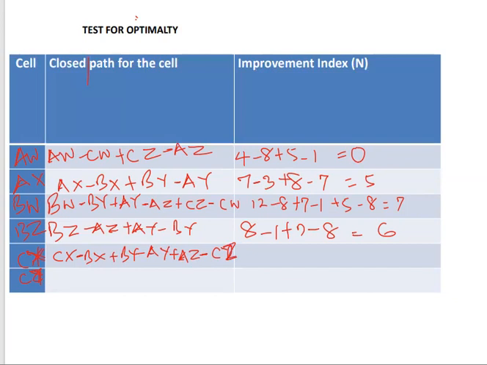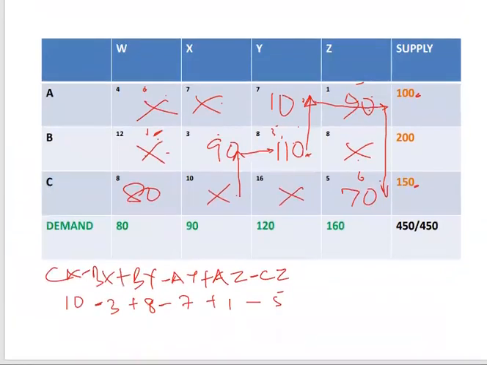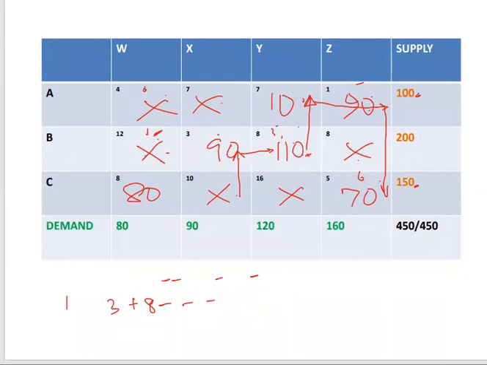What would that give us? 10 minus 3 plus 8 minus 7 plus 1 minus 5. That gives us positive 4. So that means that part will also not reduce our cost. So let's look at the last unused part. That's 1 plus 5. The last one is also plus.